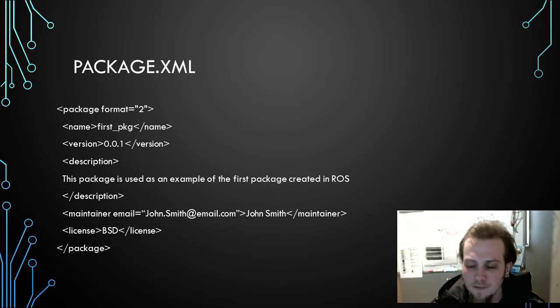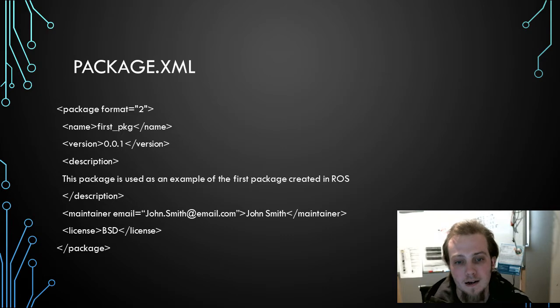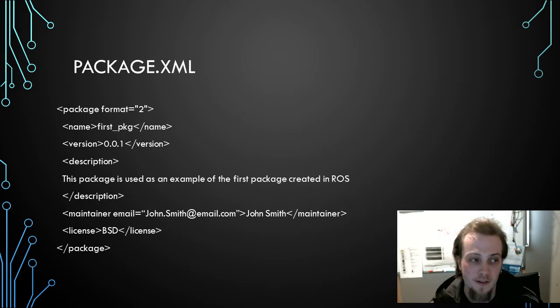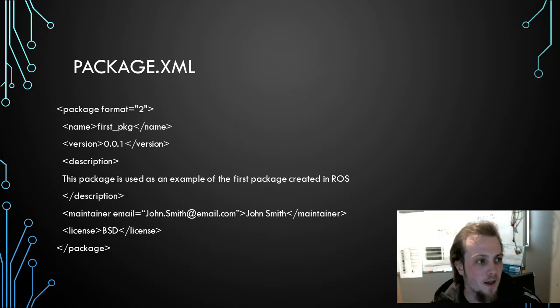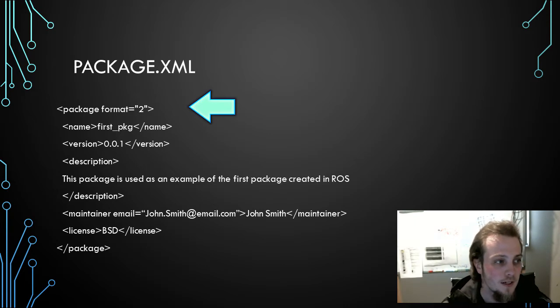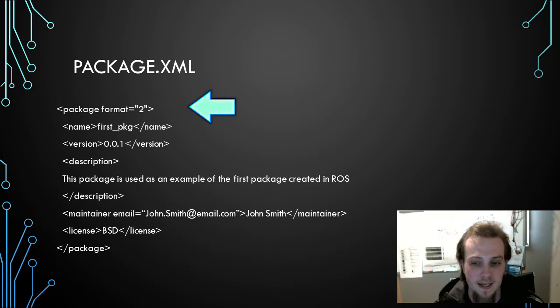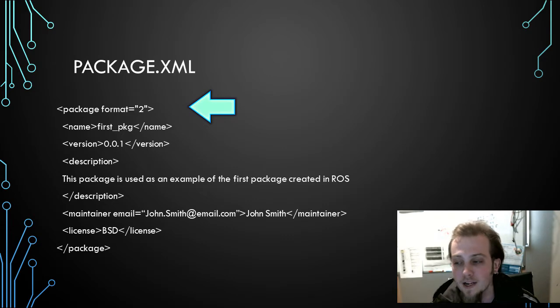So let's have a look at the basic package.xml file to start with, and then we can add some more information to it. So the basic structure starts with the package tag, and we've got this as the first line here. You'll notice that it says format equals 2, and this means that it's a different format than ROS used to use, and all old formats are out of date and are recommended to be updated.